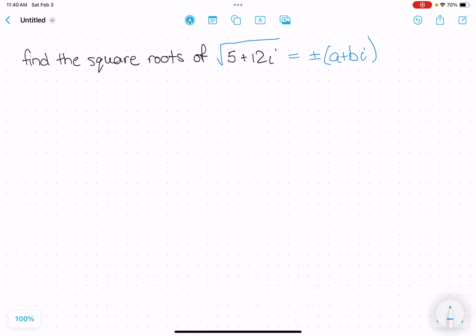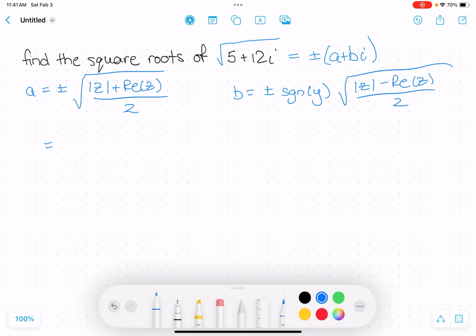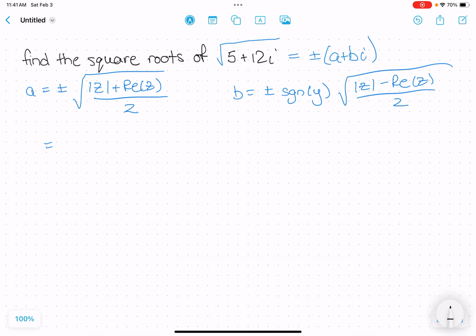Okay, so our a is plus minus square root of mod z plus real z, all over 2. And our b is a little bit different because this is what people are wondering about, the sign of y. We need that, and I'll show you why. And it's a minus real z instead of a plus real z. So if I use those formulas, let's do a first.